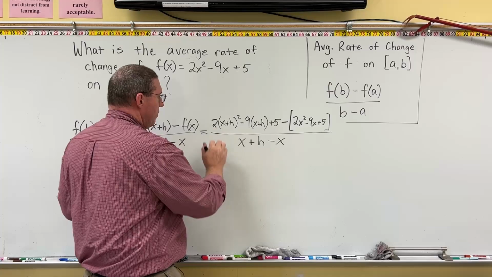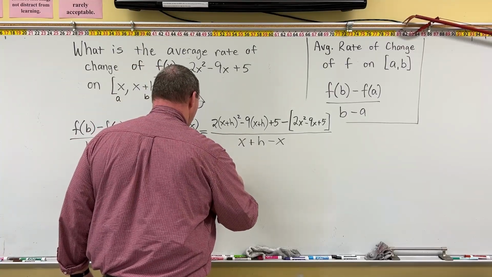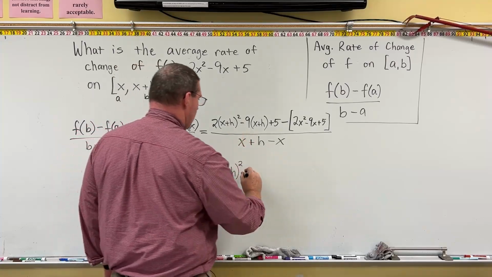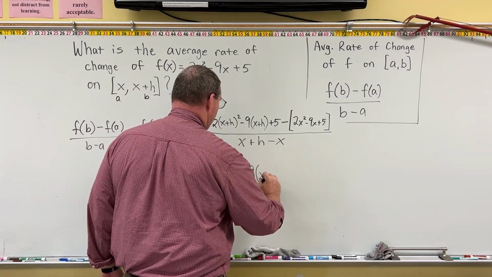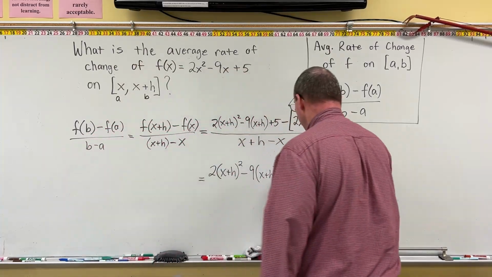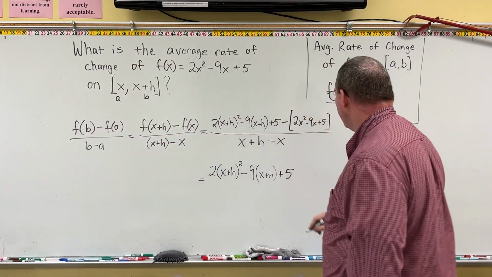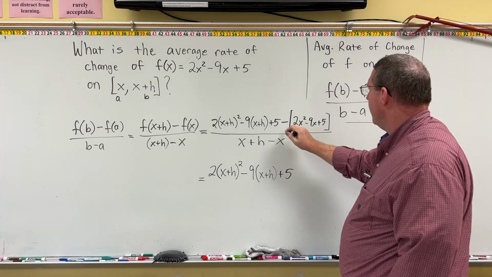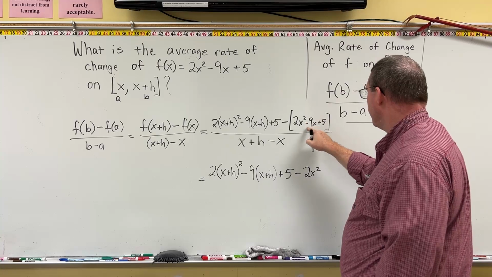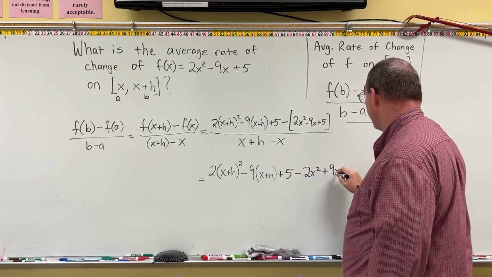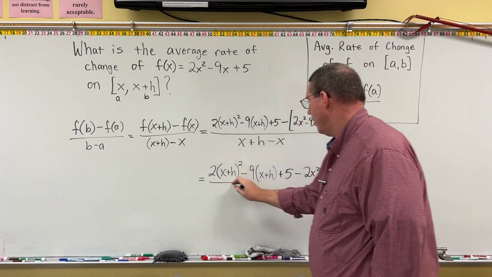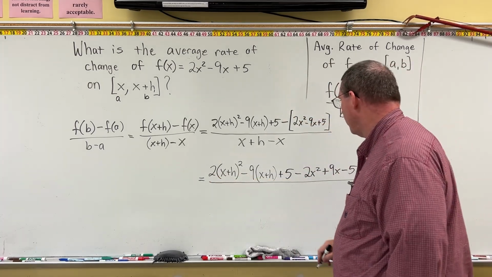Okay, so I'm going to leave this as 2 times x plus h in parentheses squared minus 9 times x plus h, okay, plus 5. Then I'm going to distribute this negative. I'm going to have minus 2x squared minus negative 9x is plus 9x, and then minus positive 5 is minus 5. And then draw a fraction line.